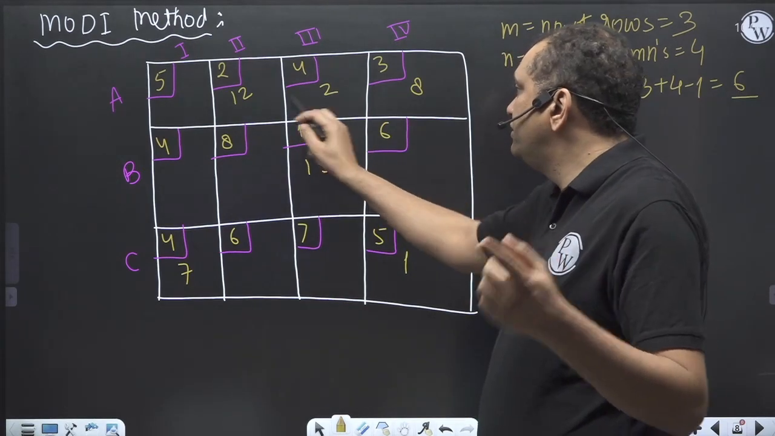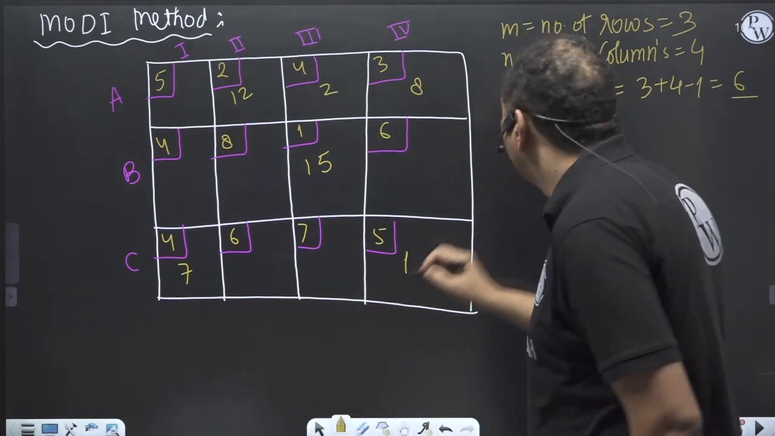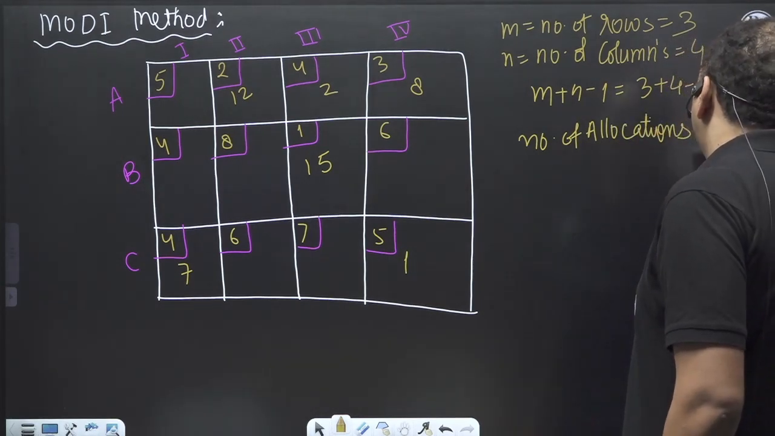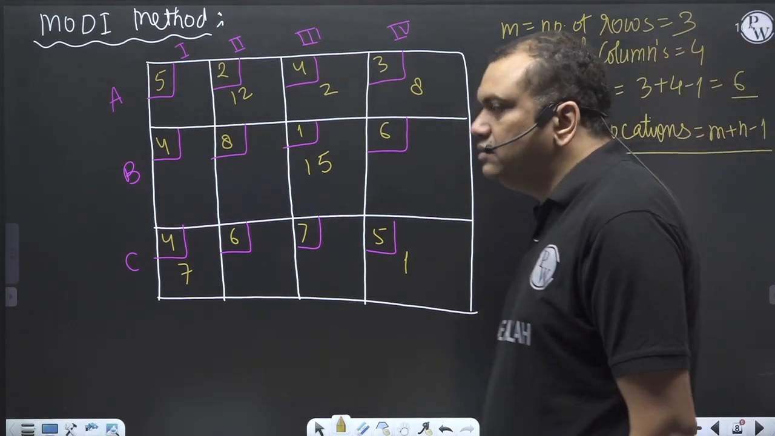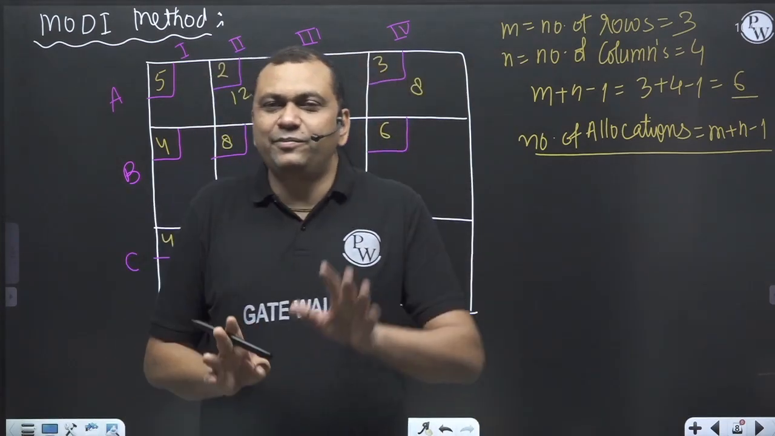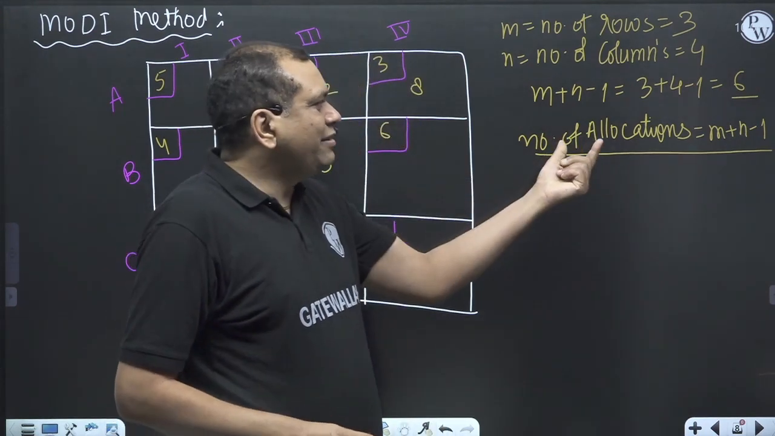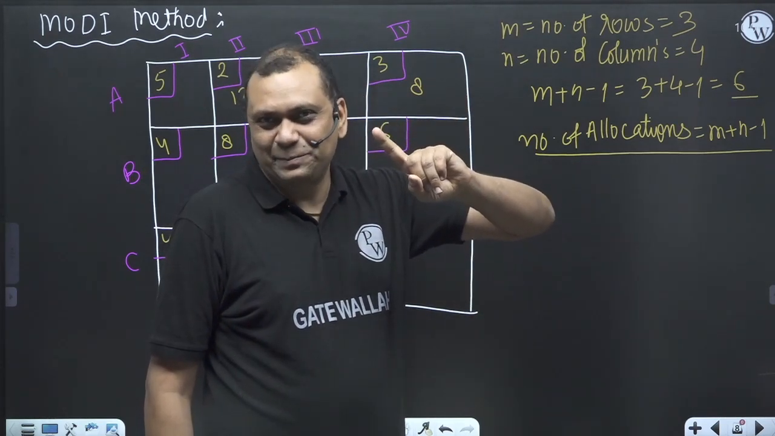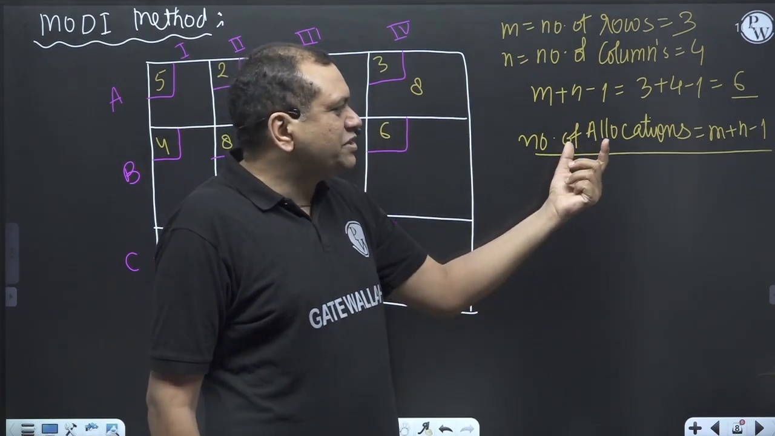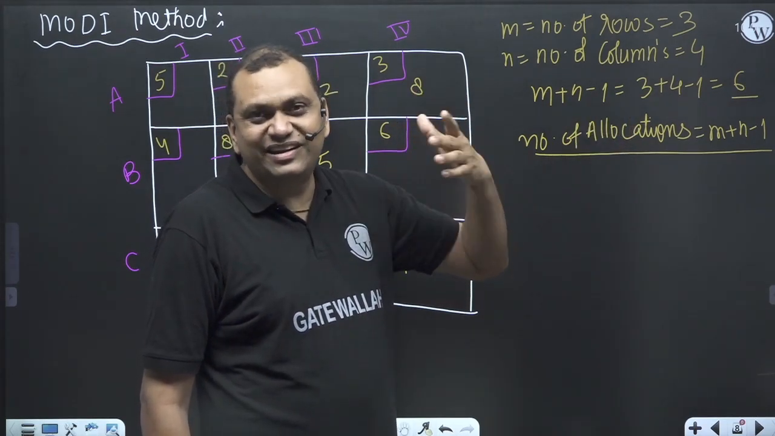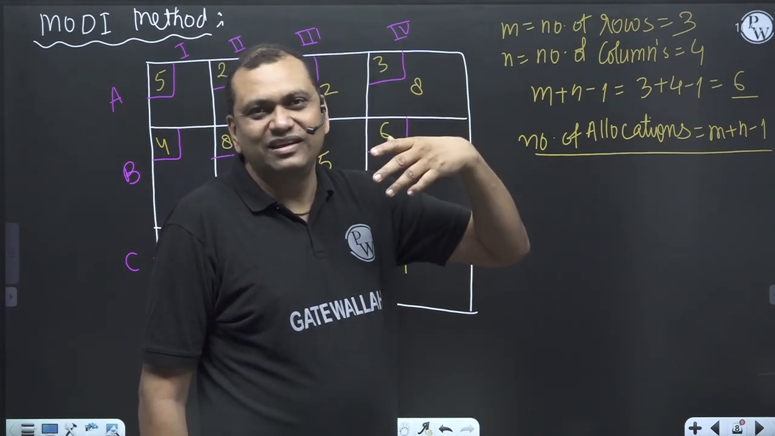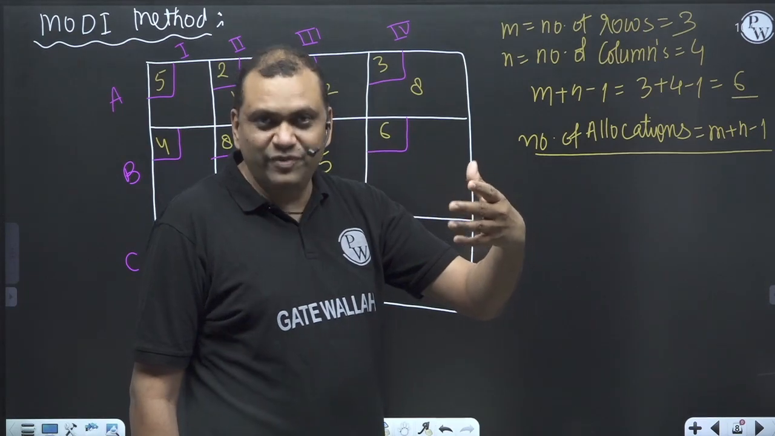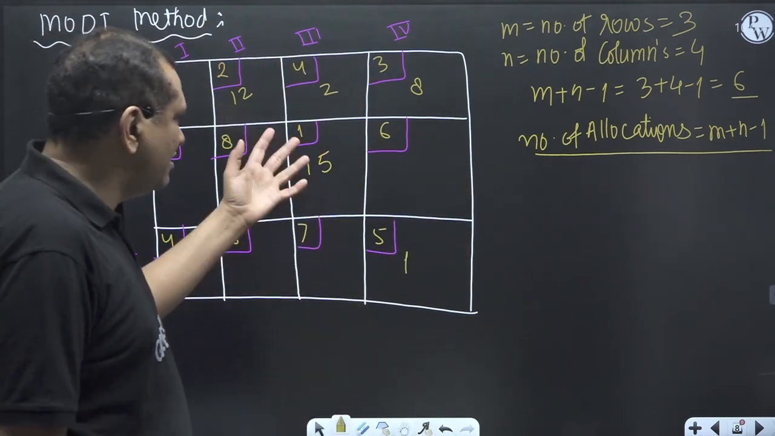Number of allocations are 1, 2, 3, 4, 5, 6. So number of allocations are equal to m plus n minus 1, so we can move towards optimality. If number of allocations are equal to m plus n minus 1, the matrix is ready for moving towards optimality. If the number of allocations are less than m plus n minus 1, the problem is degenerated, and we have to do something to the matrix before I can apply the Modi method. But here there is no such issue.